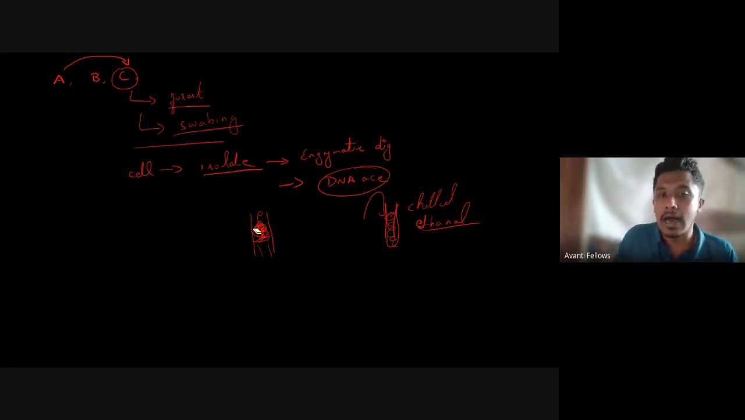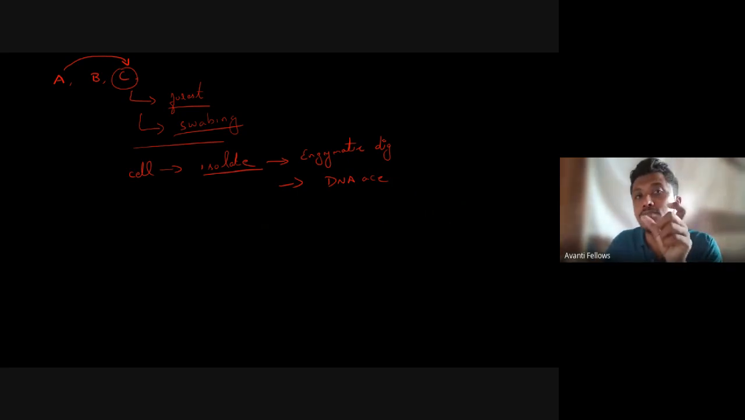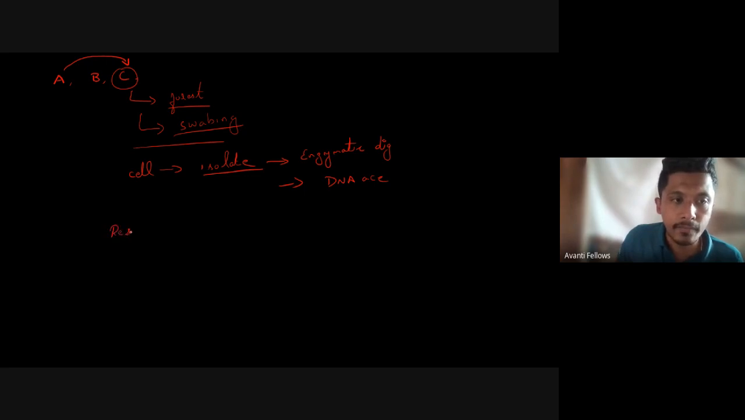Now we know that our DNA is so large, right? Our DNA is made up of around 6 billion base pairs in a double stranded situation. Now we have to make sure that our DNA is made into small pieces. So for that, we are using restriction enzymes.